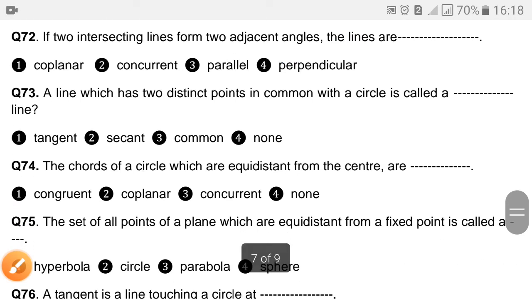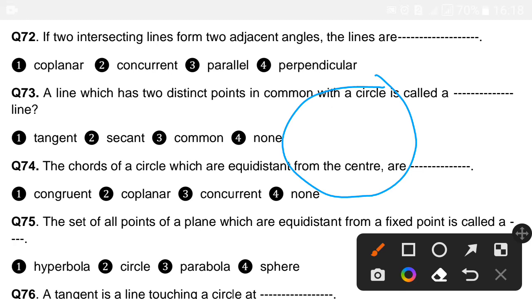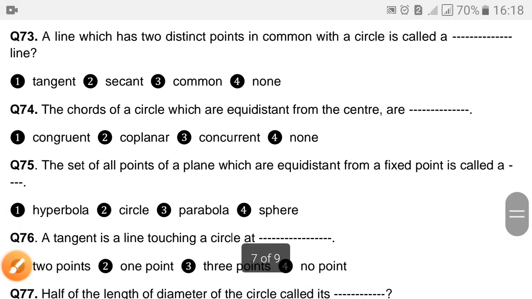Problem number 73 is: a line which has two distinct points in common with a circle is called what type of line? If we have a circle and a line passes through 2 points of this circle, then that line is called a secant line, and if it touches the circle at 1 point, then that line is called a tangent line.